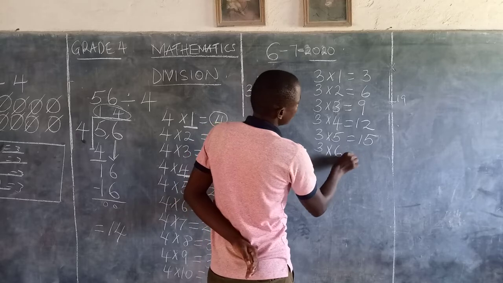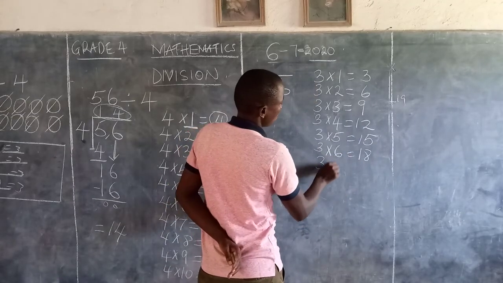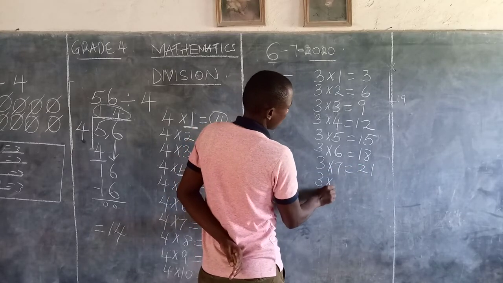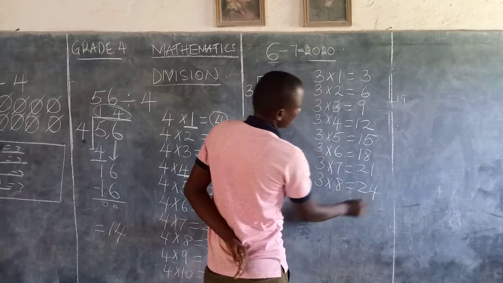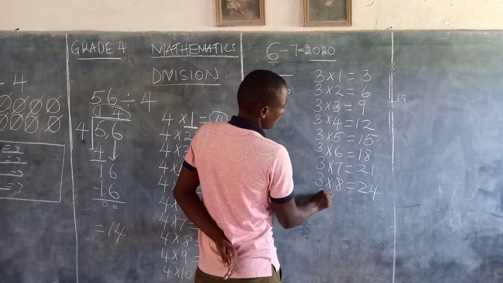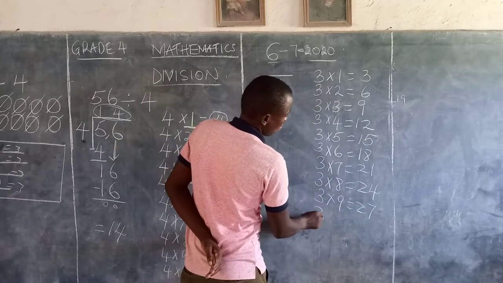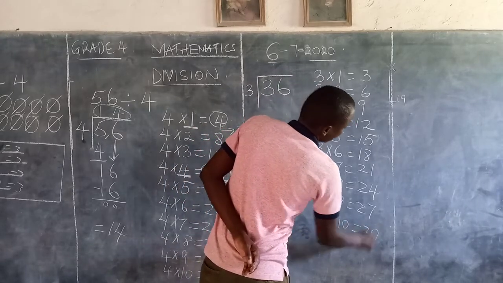3 multiplied by 6, 18. 3 multiplied by 7, 21. 3 multiplied by 8, 24. 3 multiplied by 9, 27. 3 multiplied by 10, 30.